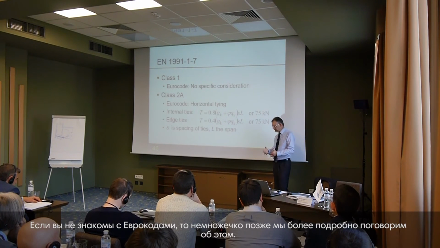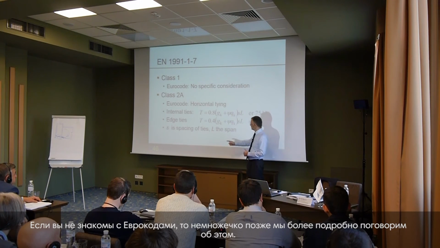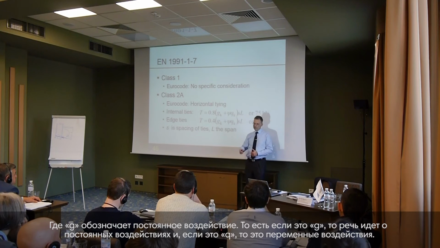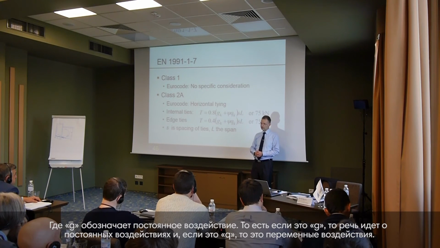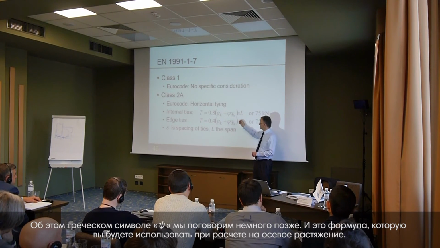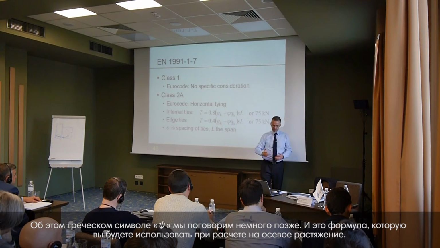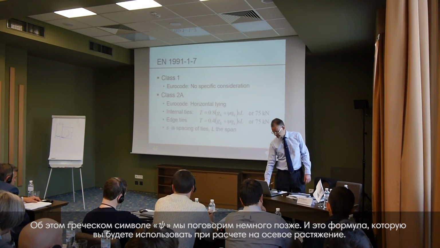If you are not familiar with the Eurocodes, I will go into this in more detail later on, but G would be the permanent action. So if it's a G, it's always the permanent action. If it's a Q, it will be the variable action. And I will talk about this Greek symbol, which I call psi, later on. But that will be the formula that you will use to calculate the horizontal tying force at those connections.